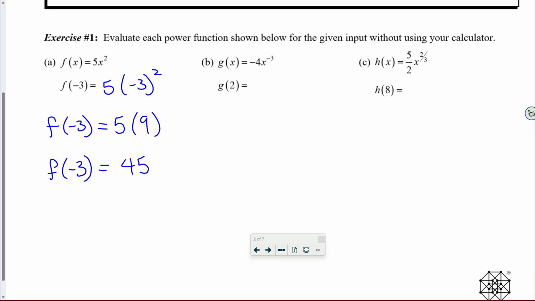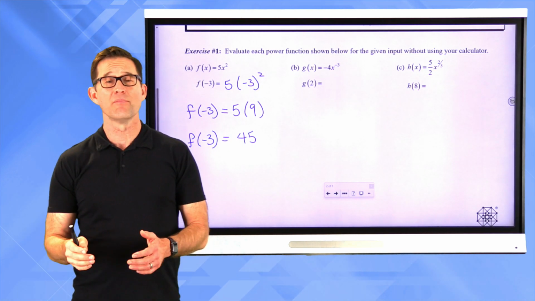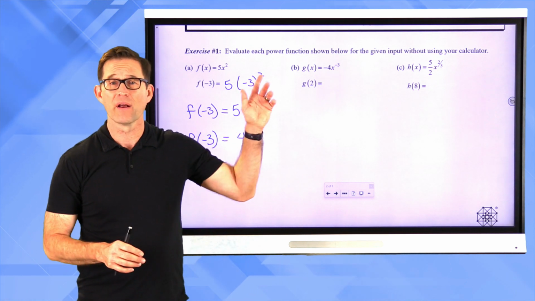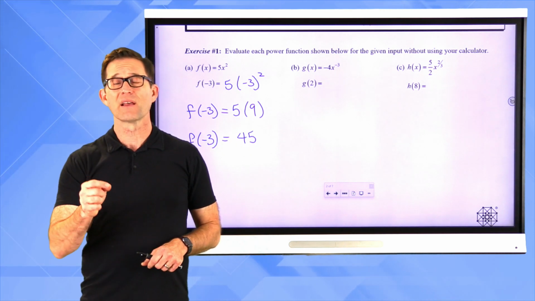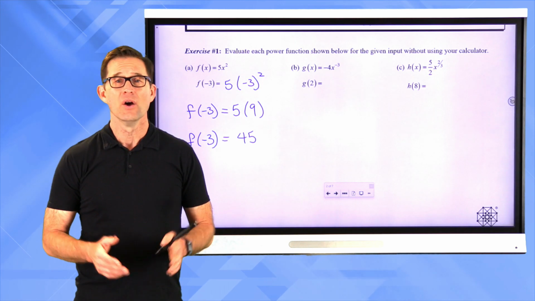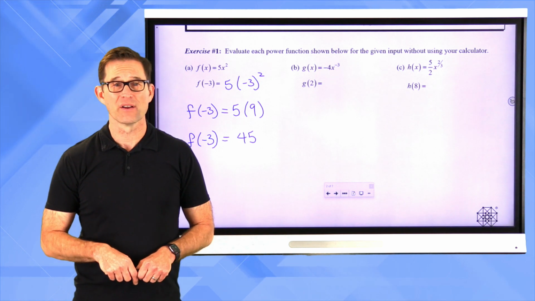Every power function, in fact, you're going to be raising an input to an exponent, getting an answer, and then multiplying it by whatever that coefficient is. Let's take a look at letter B. G of x equals negative 4 times x to the negative 3. And we want to figure out what the value of g of 2 is. Why don't you go ahead and try this one on your own?